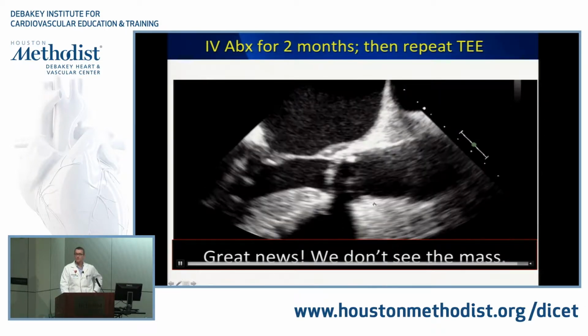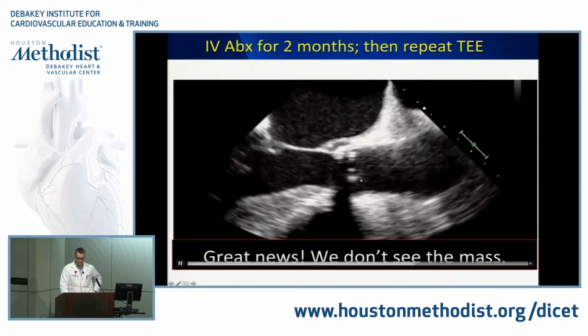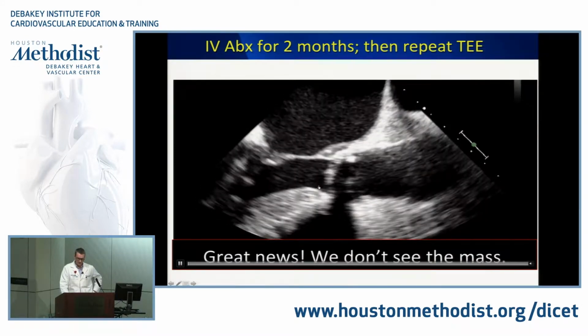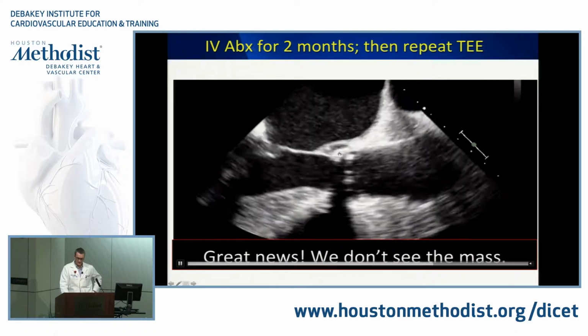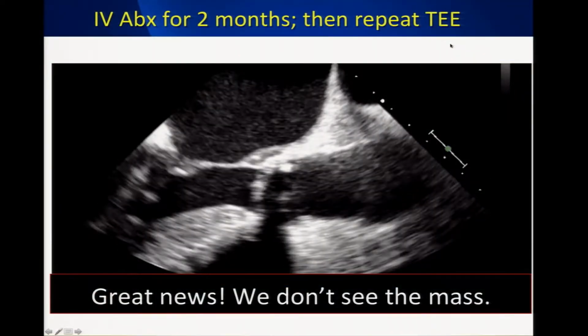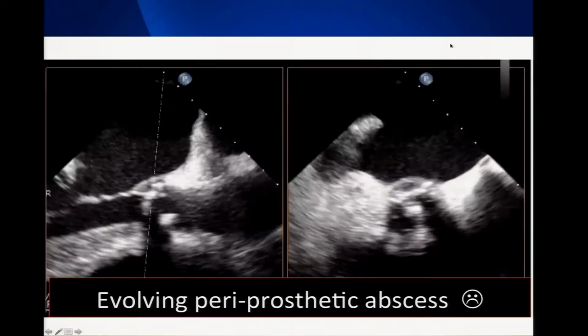And then after 2 months of antibiotics, he goes for another one. The bulk is gone. Great news. He doesn't need surgery. But look up here. So now it looks a little bigger. Okay, so now we have a peri-aortic abscess.